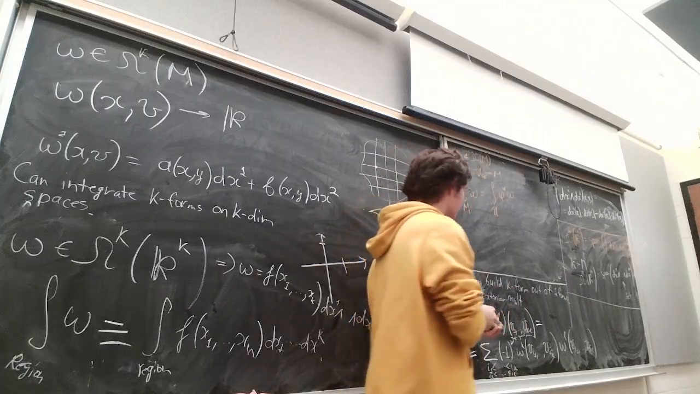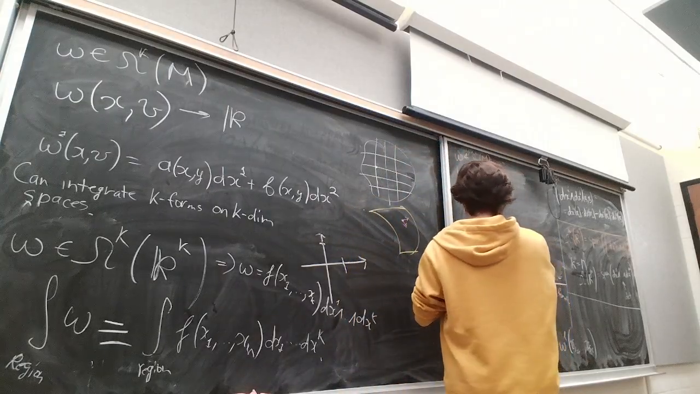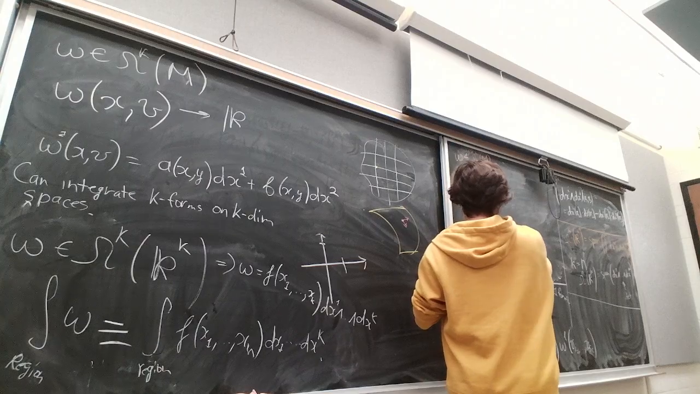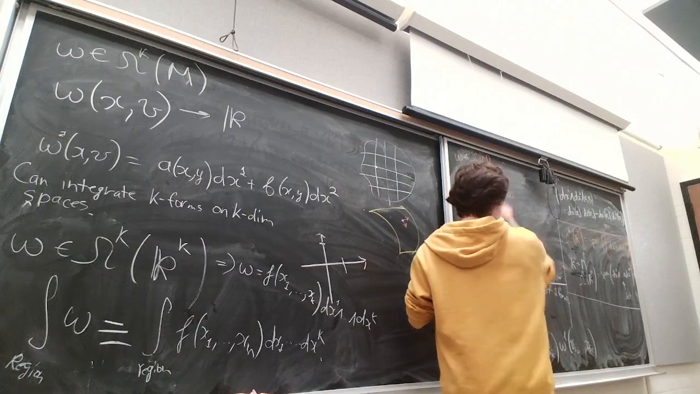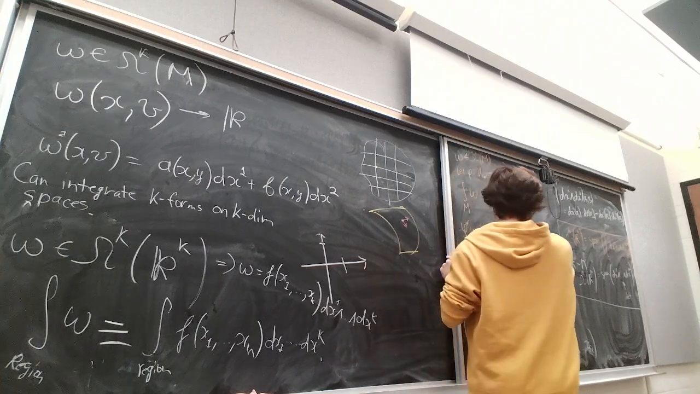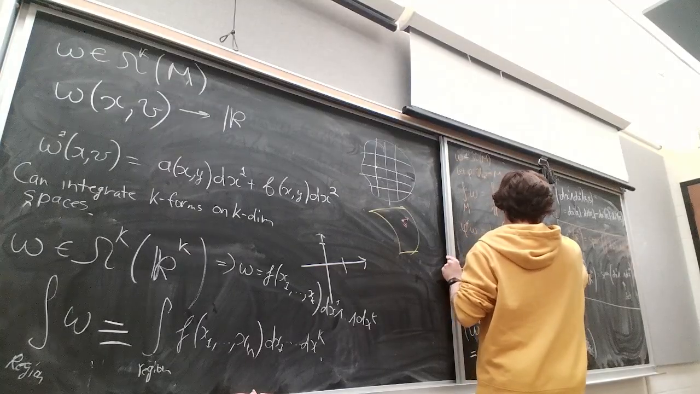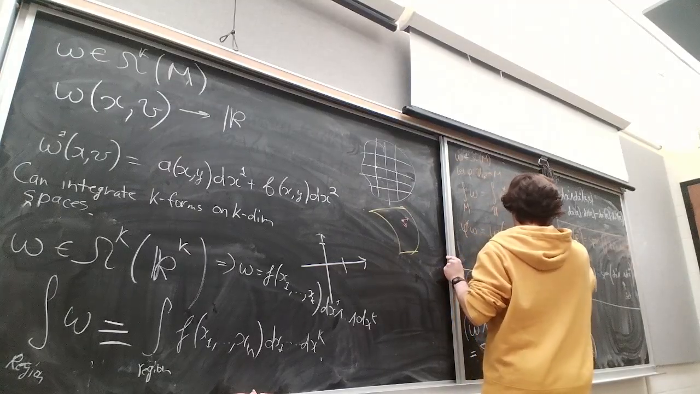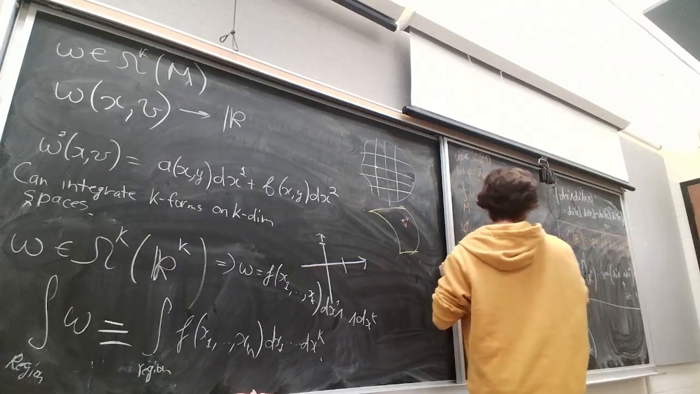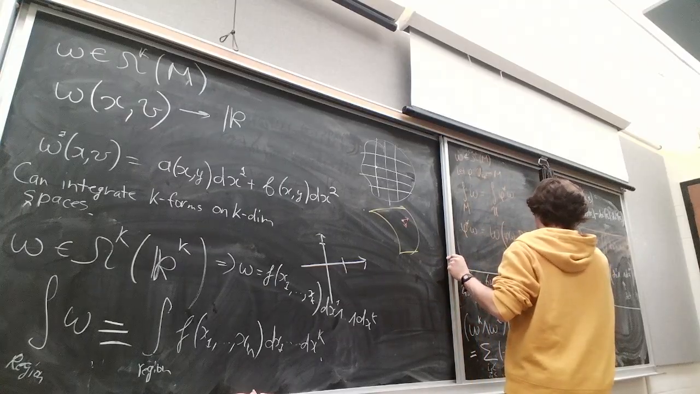What does this mean? This means, so phi star of omega, this is fancy notation, but all this means is that I take omega, evaluate it at a point phi of x, and plug in the tangent vector.